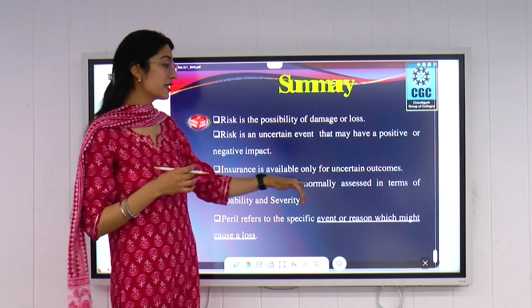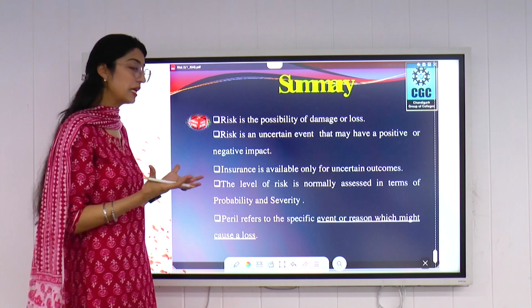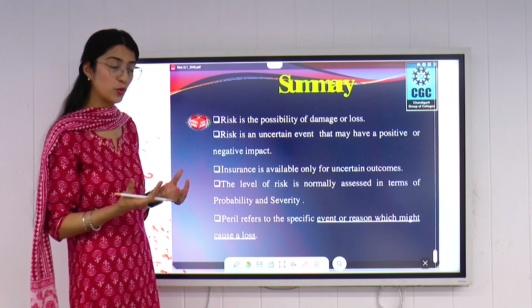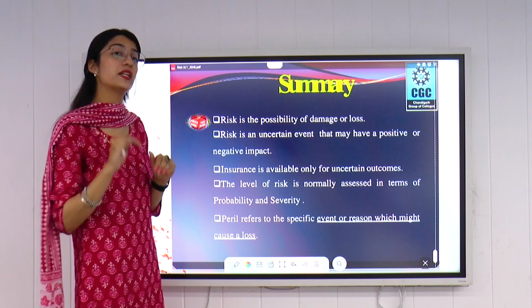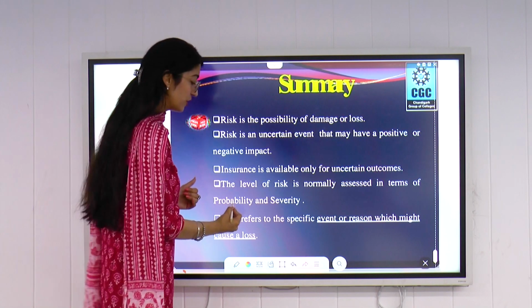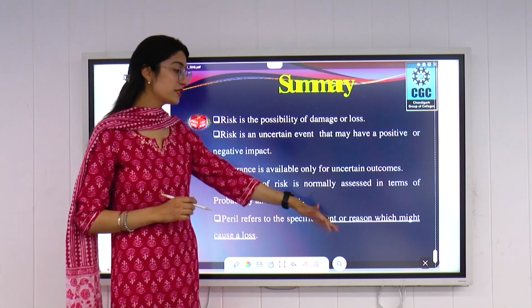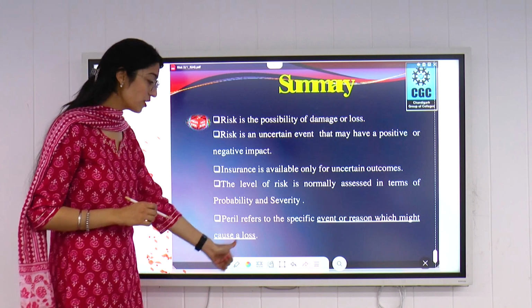The level of risk is normally assessed in terms of probability and severity. That कितना level है risk का, higher है या lower है, in higher risk cases the premium will be higher, in the lower case the premium will be lower. There is a direct relationship that we calculate on the basis of probability and severity. Risk refers to the specific events which might cause a loss.